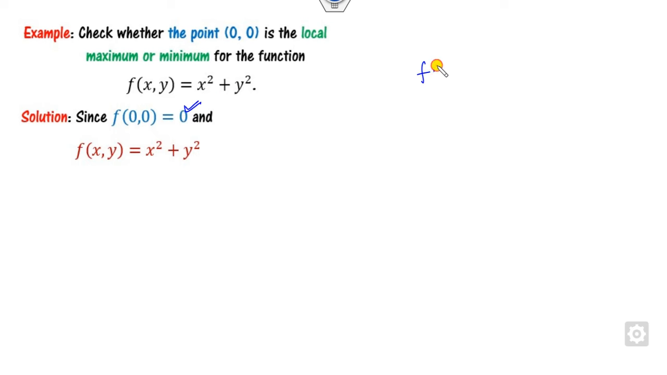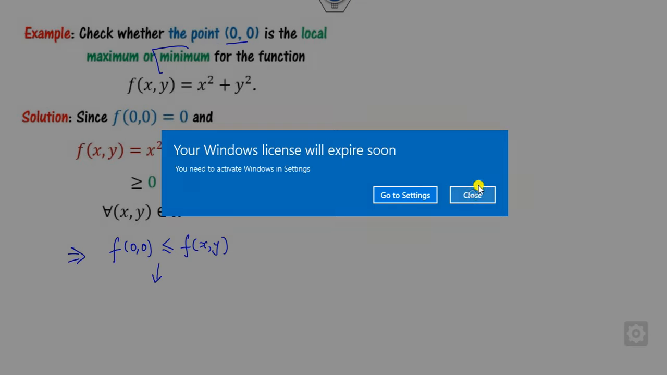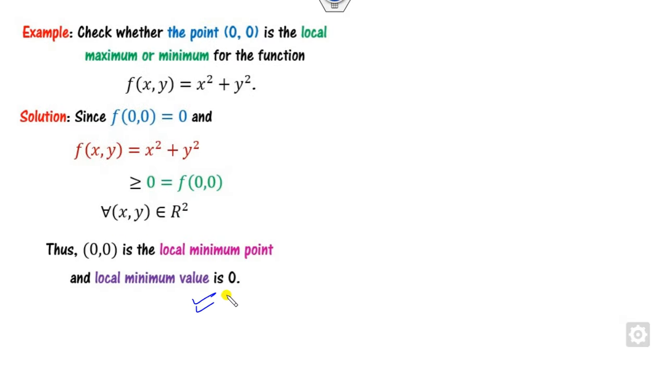Now you find the value of f(x, y). Your target is to compare them with the help of f(0, 0). We know that, because it is a scalar value, it will always be greater than or equal to 0, and this 0 is f(0, 0). What is the meaning of that? f(0, 0) is always less than or equal to f(x, y). This means that (0, 0) is the point of local minima. Once you have the local minimum point, you can substitute it here, and you will get the local minimum value as 0.